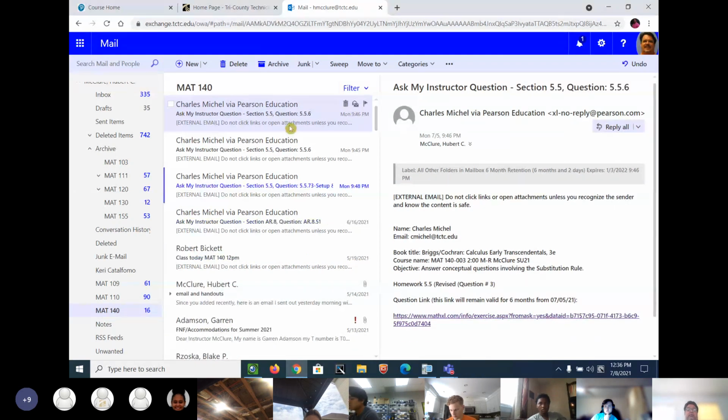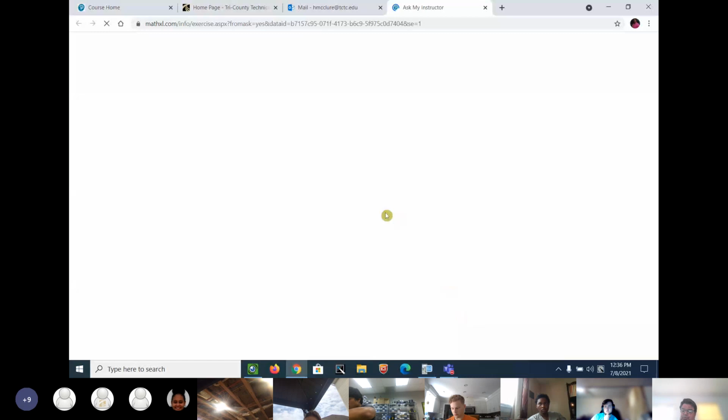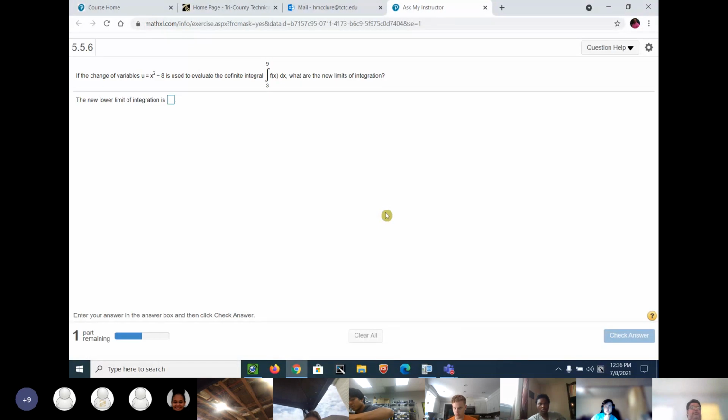5.56/3. If the change in variables u is equal to x squared is used to evaluate the definite integral from 3 to 9 of f of x, what are the new limits? What is your upper limit and your lower limit? They just want you to change it from 9 to 3.